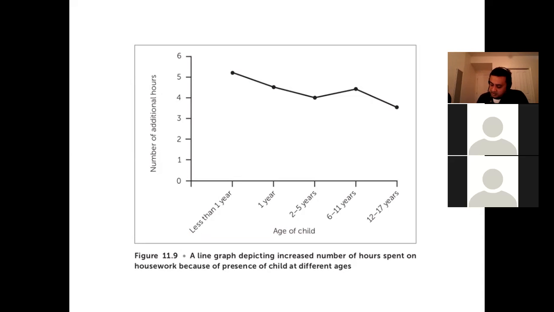When you have a very young child, your housework is higher. About 1 year, it's a little bit less. 2 to 5 years, a little bit less. 6 to 11 years, a little bit more work. And 12 to 17, far less work because the child is more independent.